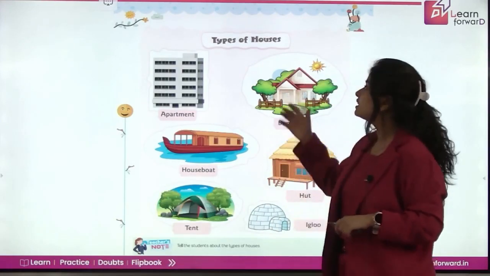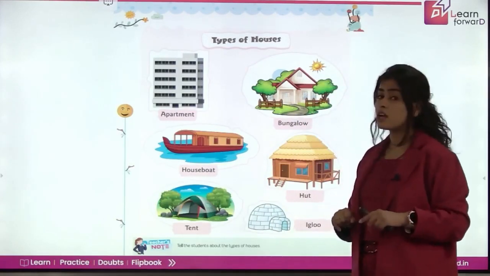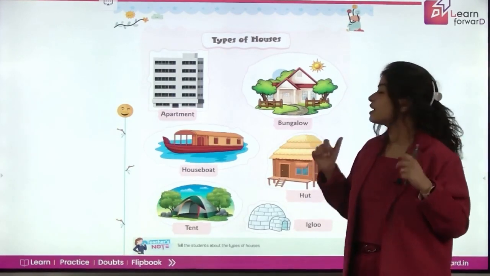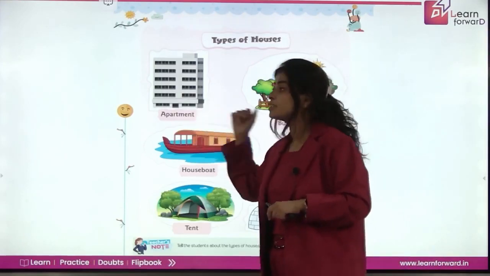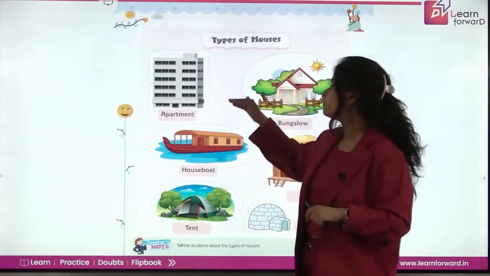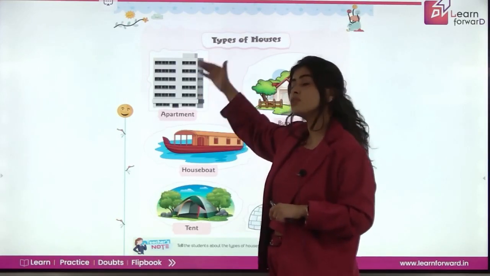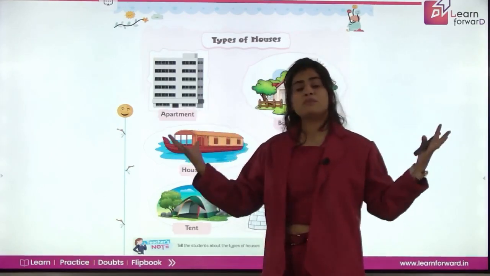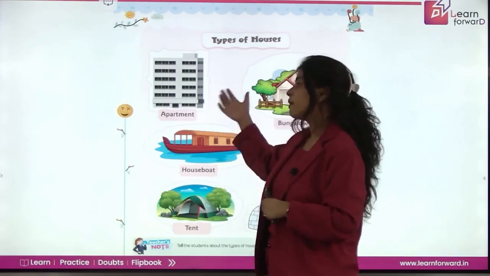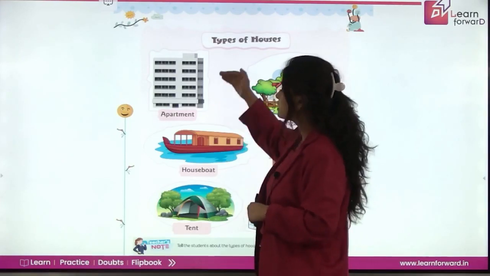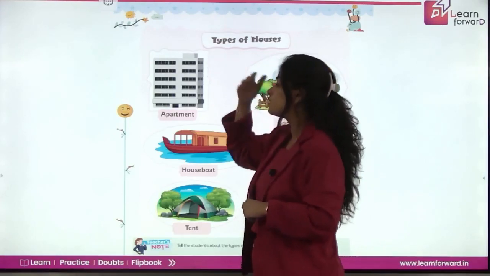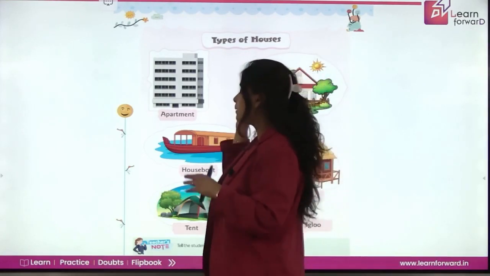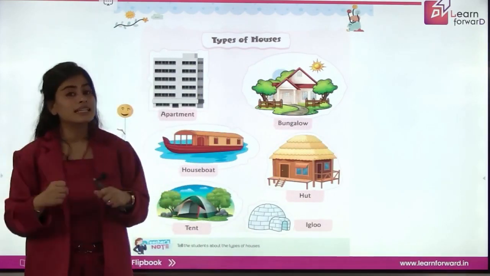Next, there are types of houses. So houses are of different types. Okay. Now I will tell you how many types of houses are there. First one is apartments. So in apartments there are many floors. There are different floors here. Okay. So in apartments many people can live together in the same apartment. In apartments many people can live, like in one floor one family lives, then second floor second family lives. So in an apartment many people can live together.